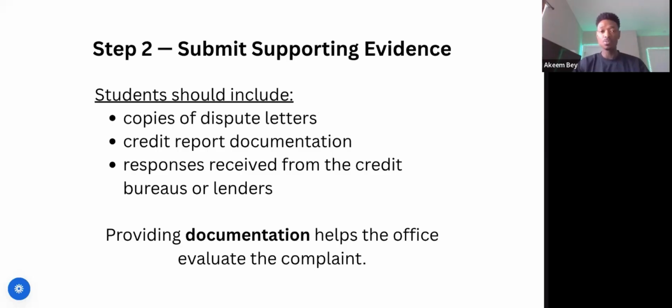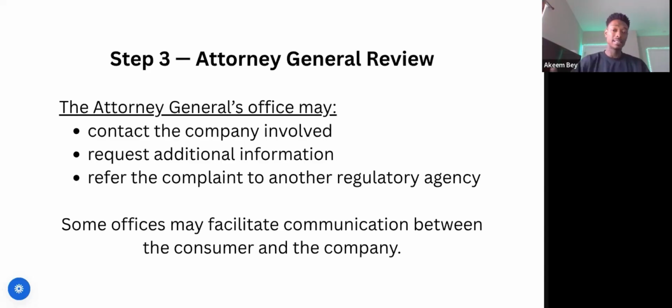Step 2 is to submit the supporting evidence. So what you're going to include, again, is copies of your dispute letters, credit reporting documentation, the certified slip, the return receipt, and responses received from the credit bureaus or your lender. And providing documentation is going to help that office evaluate that complaint and up that legal pressure on the bureaus and your lenders, right?